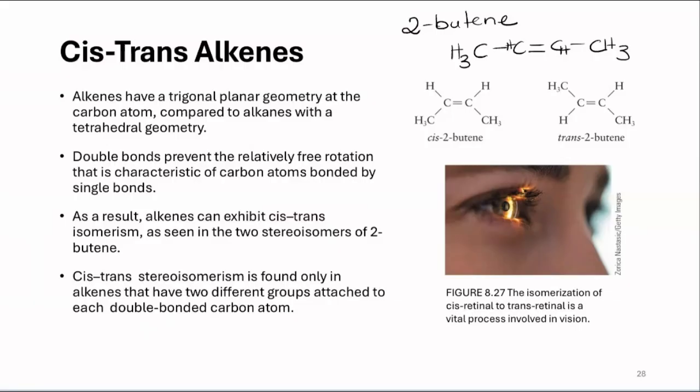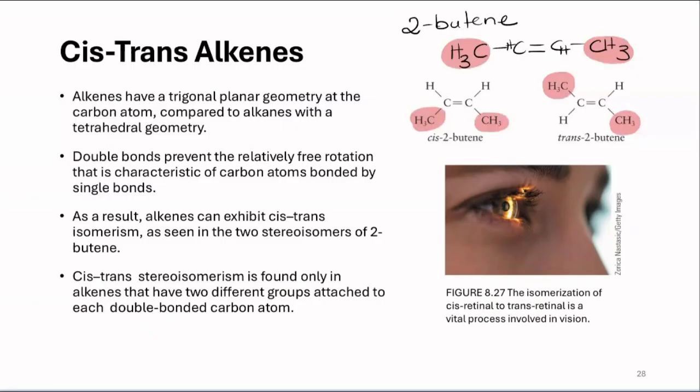Interestingly, it has been seen that the 2 CH3s that are connected to carbons that are double bonded can be facing the same side of the molecule, or they can be on opposite sides of the molecule. When that happens, these are going to be specifically what we call in organic chemistry stereoisomers of each other. This is different from structural isomers.